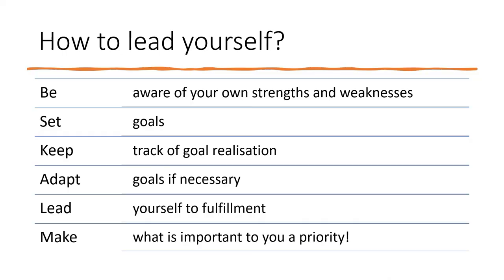In motivational and active goals that I already mentioned, how to lead yourself is defined by these six active verbs. We have to be aware of our strengths and weaknesses. We have to set goals. It's really important. We also have to keep track of how we do or don't realize our goals. We have to adapt them. That is really important because we should not stick to something that is not working. We have to try other paths and so on.